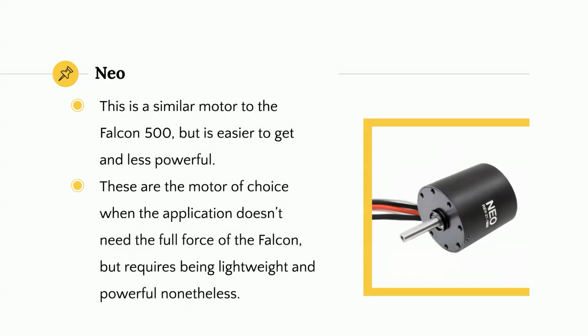Neo. This is a similar motor to the Falcon 500, but it is easier to get, but less powerful. These are the motor of choice when the application doesn't need the full force of the Falcon, but requires being lightweight and powerful nonetheless. Essentially, these are the slightly worse version of a Falcon 500, but since they're slightly worse, they're a lot easier to get.